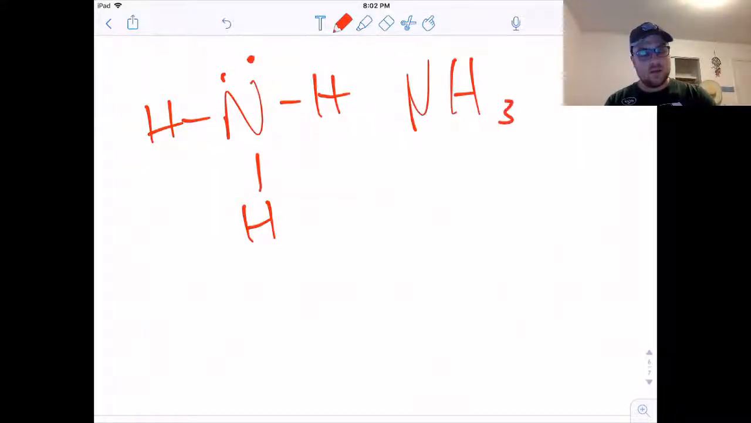If I look at NH3, there's 3 or more atoms. If I look at the one in the middle, I see a lone pair. This is a polar molecule.